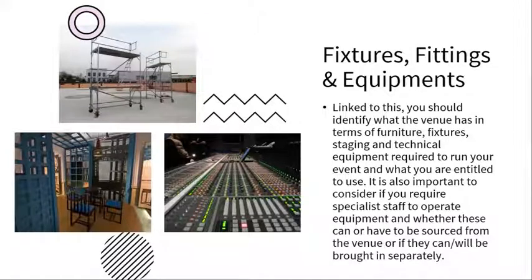Let us look at the fixtures, fittings, and audiovisual equipment. One must identify what the venue has in terms of furniture, fixtures, fittings, stage requirements, and technical audiovisual equipment to run the event successfully, and what one is entitled to use. It is also important to consider if you require specialized staff to operate this equipment, and whether they are sourced from the venue or can be hired exclusively for your event.